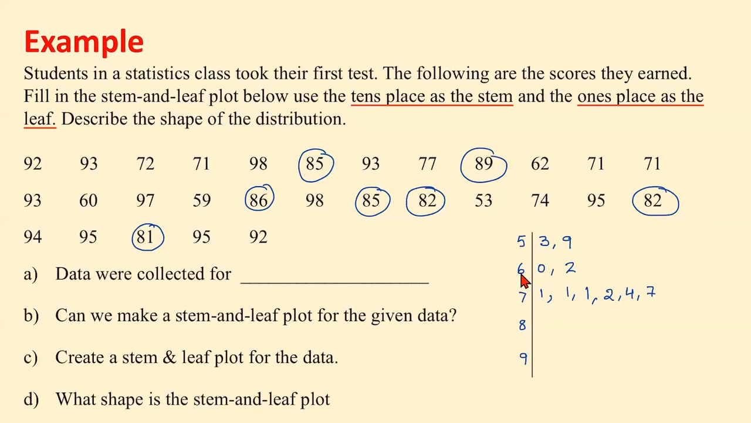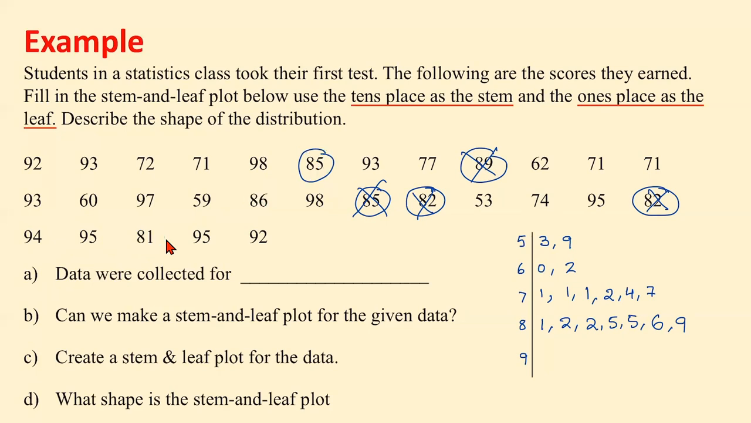If you look at all these numbers carefully, the smallest one is 81. So we have 81. And then next we have 82. Here is one, here is one, so 82, 82, 82. Then we have 85, 85, 86, and then 89. So those are the numbers in 80s. We created the stem and leaf for those numbers.